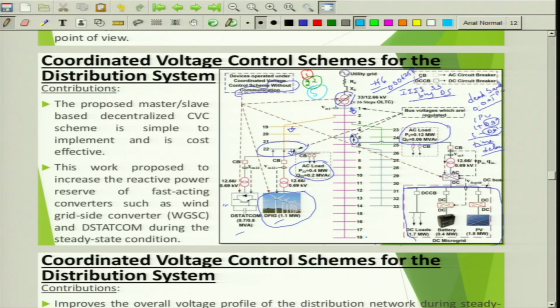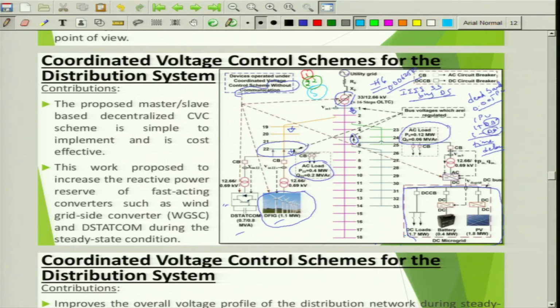But since it is a radial network and the buses are all interconnected, even if you try to maintain the voltage profile of one specific bus, it will have an impact on other buses also. As I told in the beginning, bus number 18 would suffer with the minimum voltage because it is a radial network.